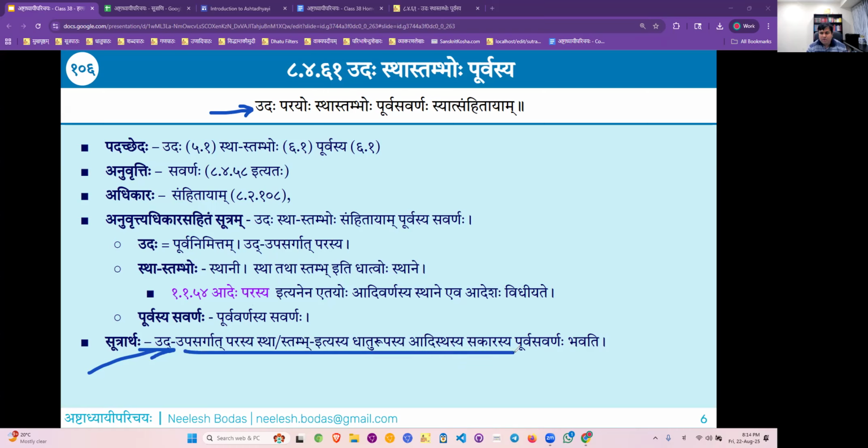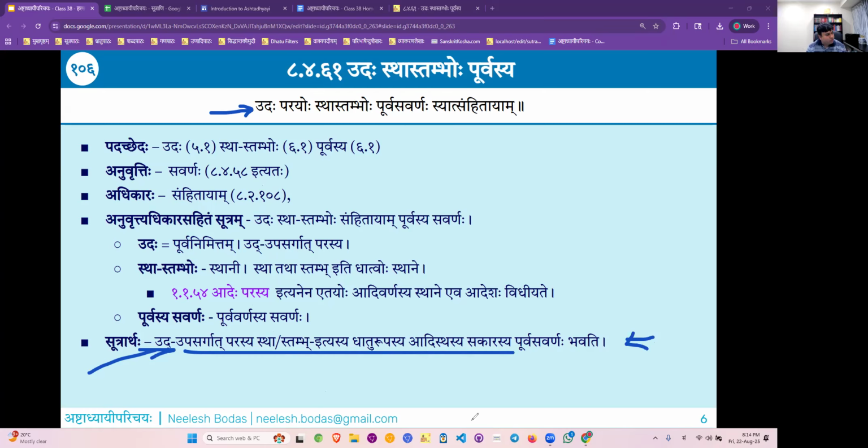If you want, you can also memorize the second one, but the second one is for us to just understand, where the actual anuvrutti, adhikara and so on are collected together. How does the actual sutrartha unfold? That's the second sutrartha. If you want to memorize both, that's great.